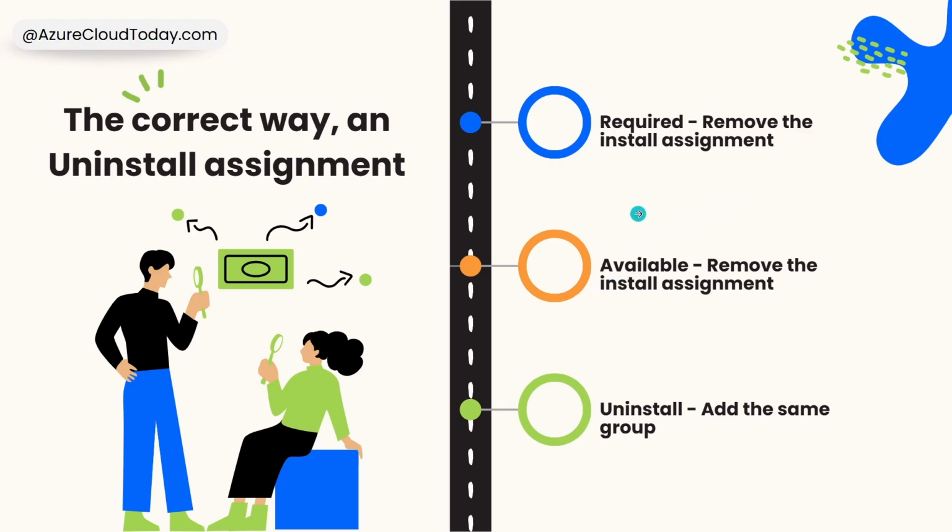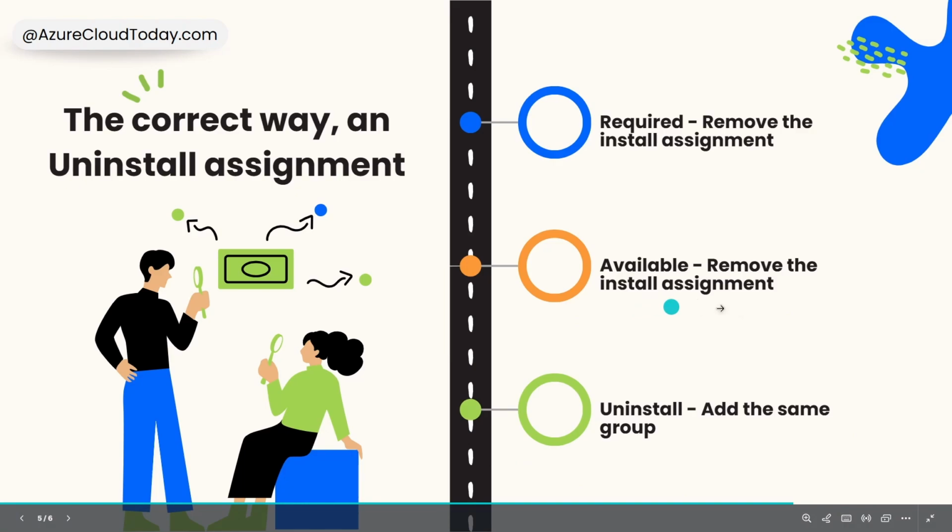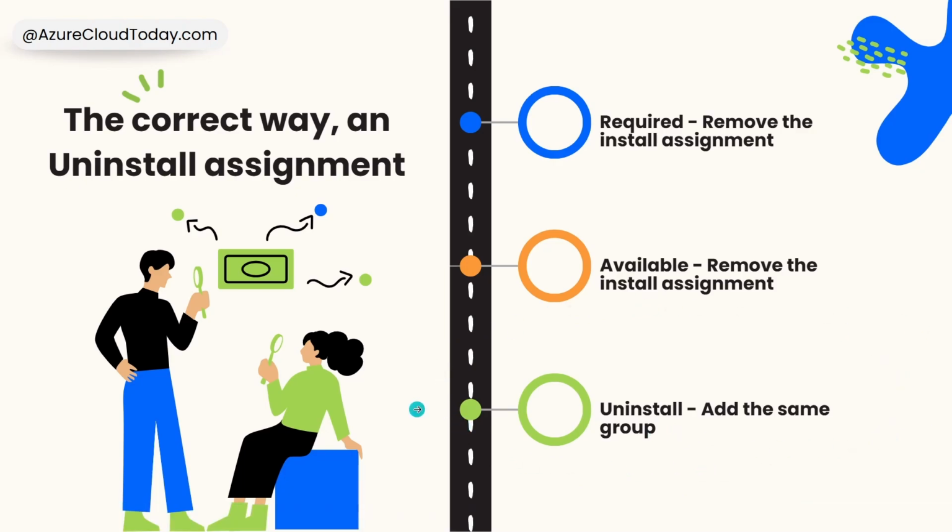So the correct sequence is two steps, not one. First, you remove the existing required or available assignment for that group. Then you add that same group back with the uninstall as an intent. If you skip the first step and just add uninstall on top, then you have given the devices two contradictory instructions and it will simply choose to keep the application.